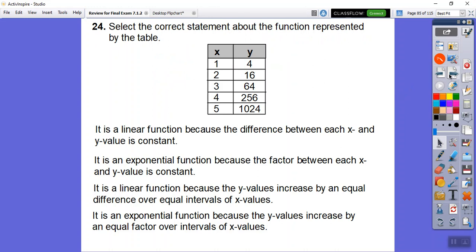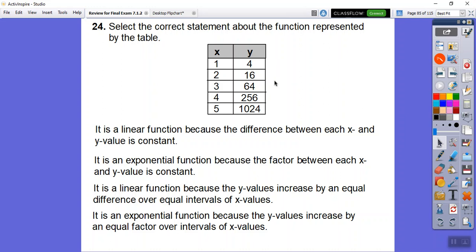Select the correct statement about the function represented in this table. Well, let's take a look at these y's. These are going up by ones, plus one, plus one, plus one. So we need to focus on these x's. 4 to 16, that's times 4, 16 times 4 is 64, times 4, yep, 256. So these are going by fours. So it's definitely not linear. If it was linear, it would go plus 2, plus 2, plus 2, or plus 4, plus 4, plus 4, or down 7, down 7, down 7.